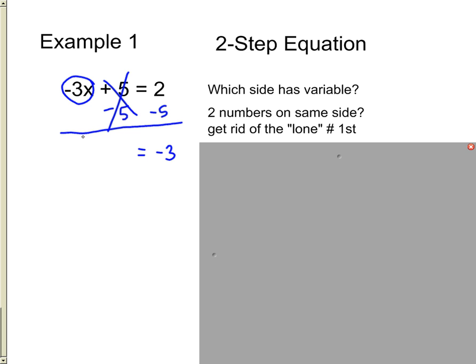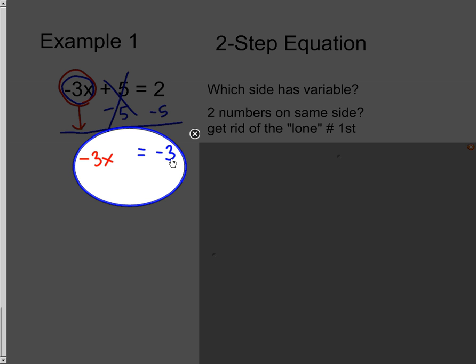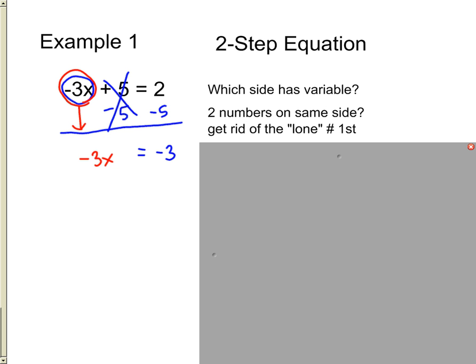And what do we do with this -3x? Well, we haven't done anything with it, so just bring it straight down. Now we're left with -3 times x equals -3. This is just like a one-step equation. We've done those before, so since -3 is multiplying the x, we can divide by -3. -3 divided by -3 is +1. And we'll do the same to the other side. -3 divided by -3 equals +1.